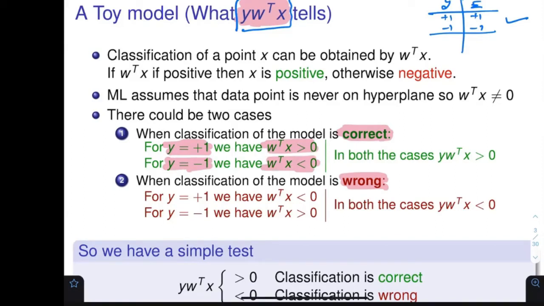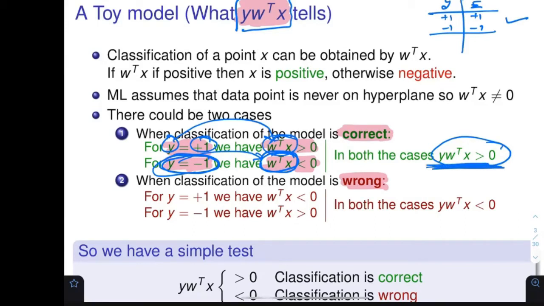So if I multiply this y to this W transpose X, positive is multiplied by something greater than 0, so the value remains greater than 0. If y is negative, and W transpose X is less than 0, if I multiply those things, it becomes greater than 0. In both the cases, when I am correct, y W transpose X is greater than 0. Is it clear or not?